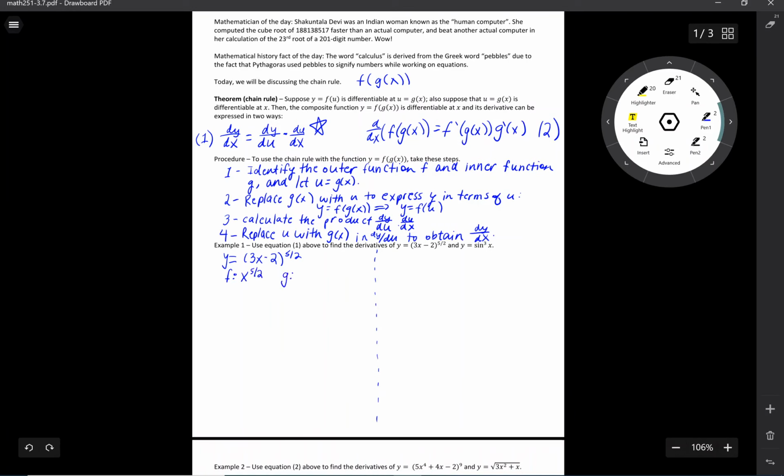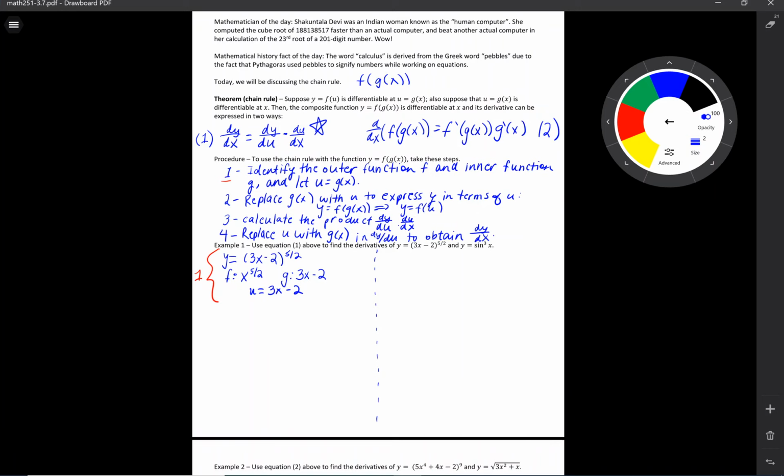G, my inner function, equals 3x minus 2. If you're confused about which one should be f and which one should be g, play around with it for a little bit and then test f of g of x to see if you get your original function. And then I set u equal to g of x, which is 3x minus 2. So this is step number 1 here, this guy.